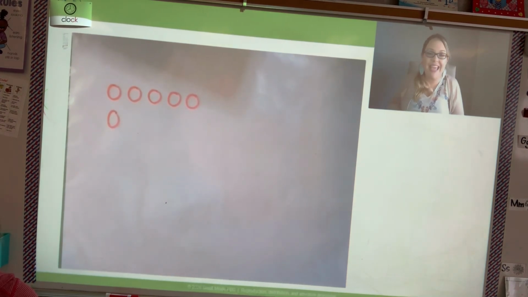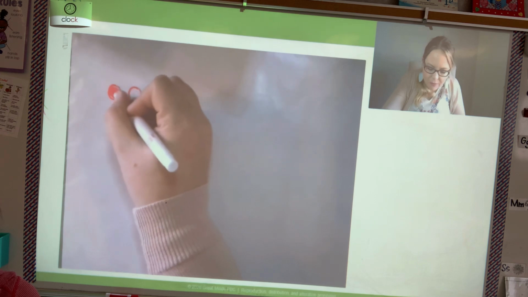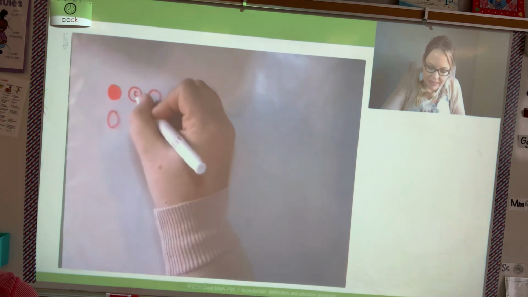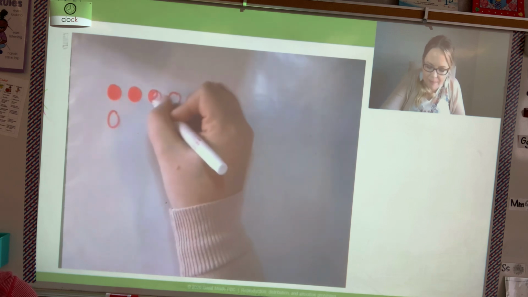Now let's fill in these beads to help us keep track of them. So I am just going to fill in my beads. Why don't you do the same thing? Good job.